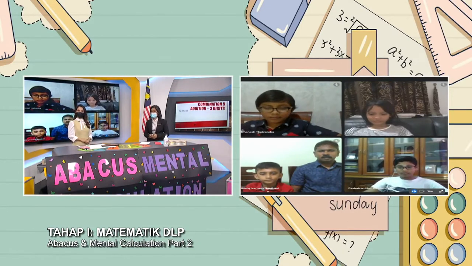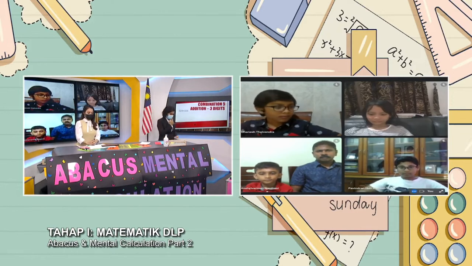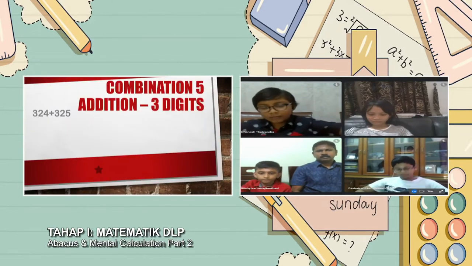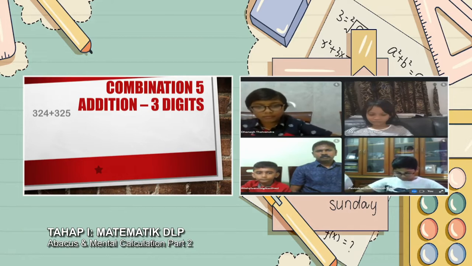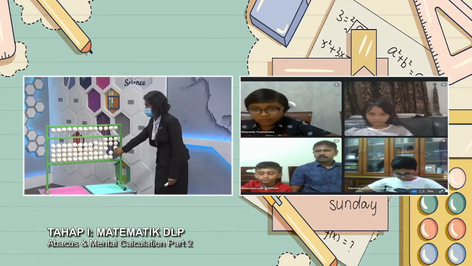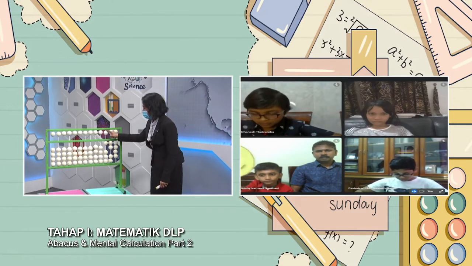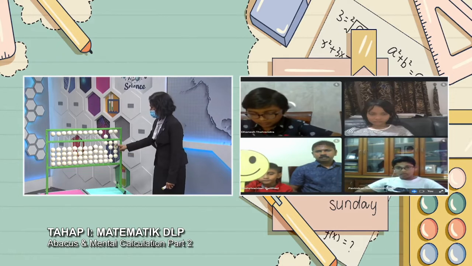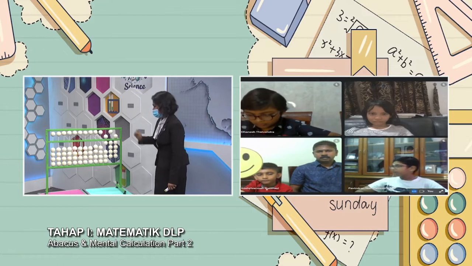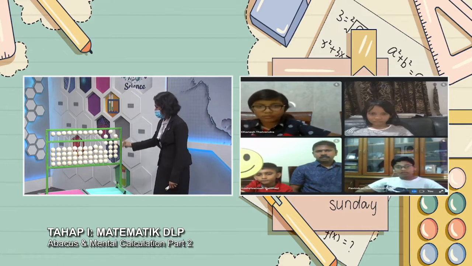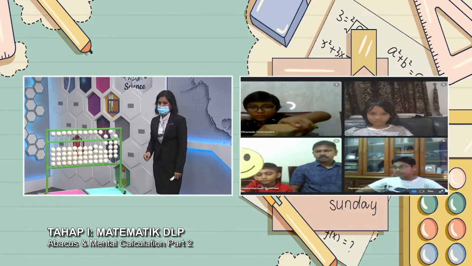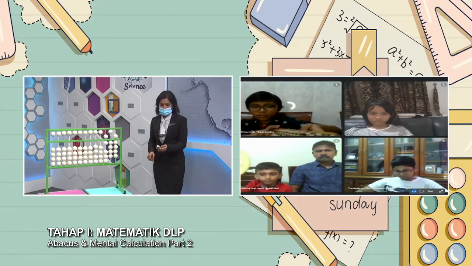Kids, you can perform 324 plus 325. Let me show. 324. We add 325. Not enough, so we bring down the 2, bring down the 5. We have 2 here and we have 5 here. So the answer should be 649. I helped you already.